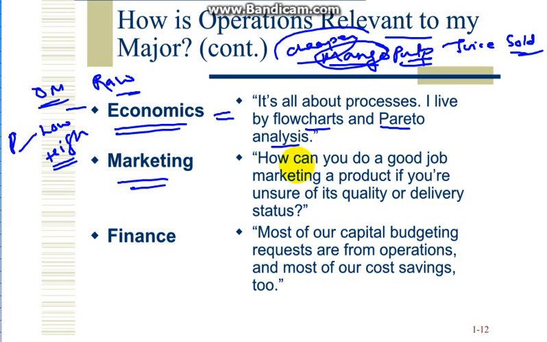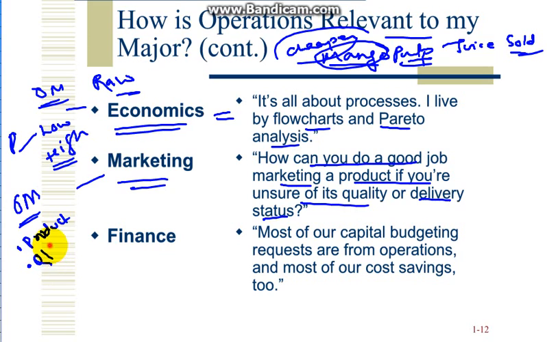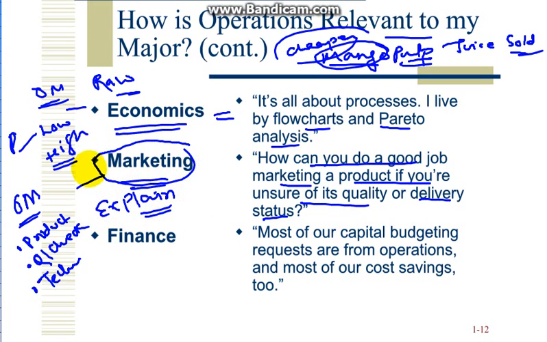And marketing is also very important. How can you do a good job of marketing a product if you are unsure about the quality delivery? The marketing people need to be trained by the operations manager. They need to understand how the product is made, what kind of quality checkups are being done, and what kind of techniques are being used while making the product, so that the marketing people will be able to explain very easily to the customers, and it will be easy for them to market that product. They can also provide good quality feedback to the people in operations management, so that it will be easy for them.